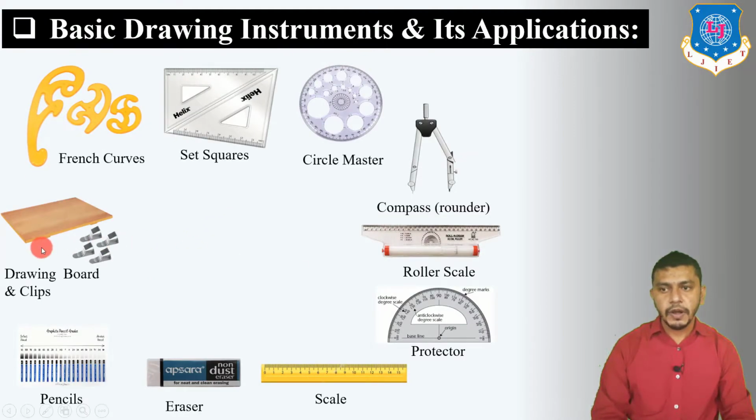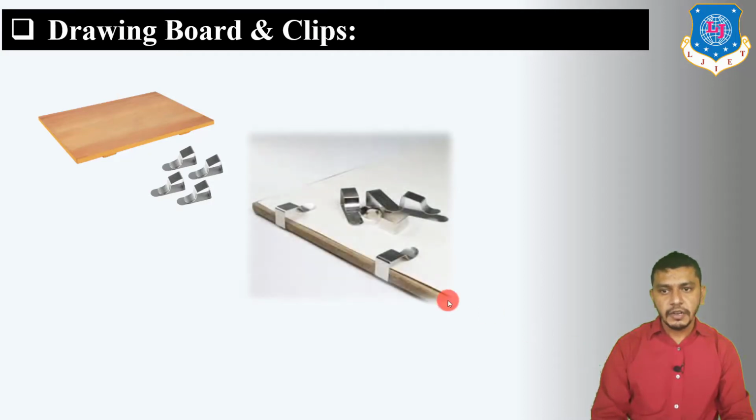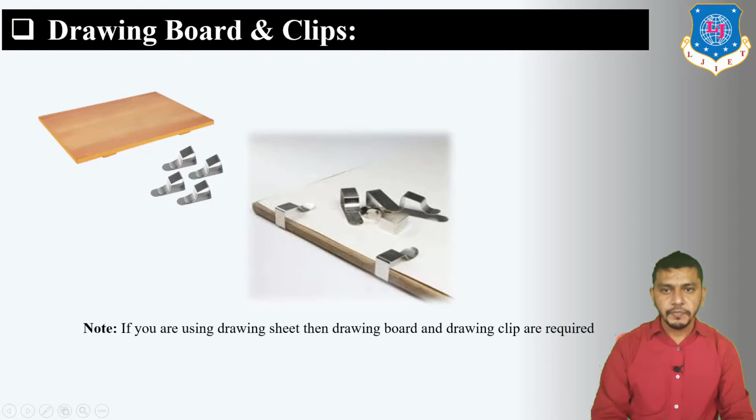Now next is drawing board and drawing clips. So what is the use of the drawing board? Whenever we are making drawings in drawing sheets of different sizes like A2 size, A3 size, in order to avoid the warping of the sheet, we will place the sheet on the drawing board and fix the sheet by using the drawing clips shown in this figure. So whenever we are making drawings in drawing sheets, at that time drawing board and drawing clips are required.